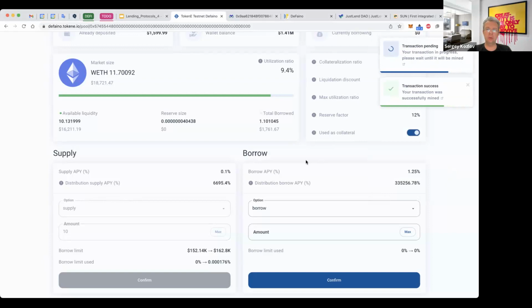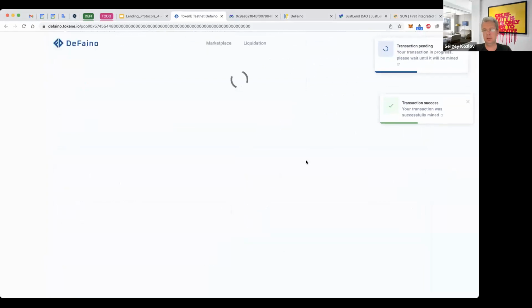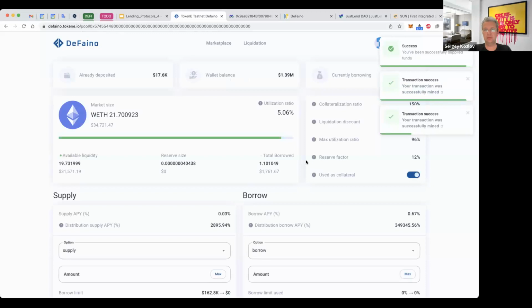Our DeFi protocol is audited. It has a security audit. It's actually open source, so anyone can come and see that there are no functions which let the administrator of this protocol take your deposit.